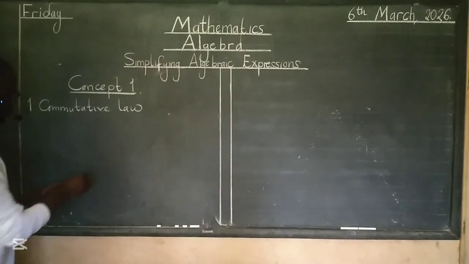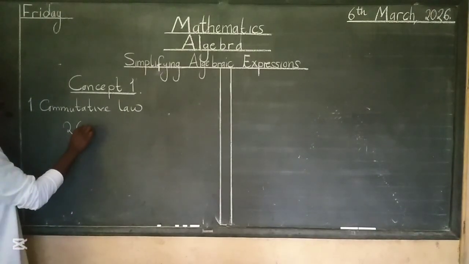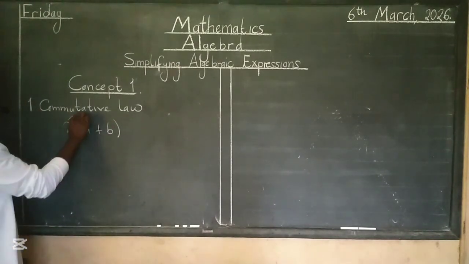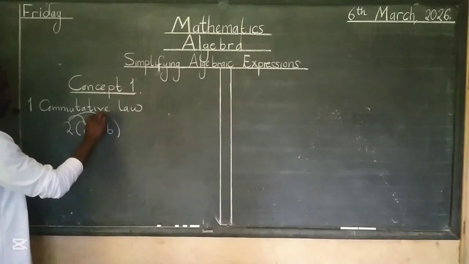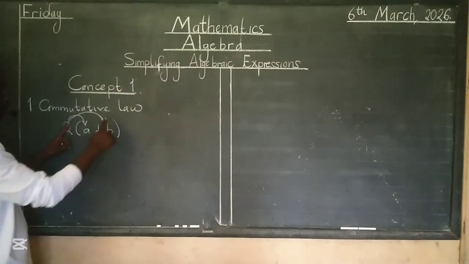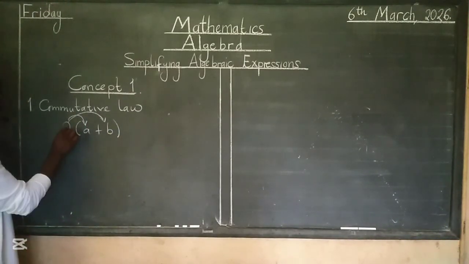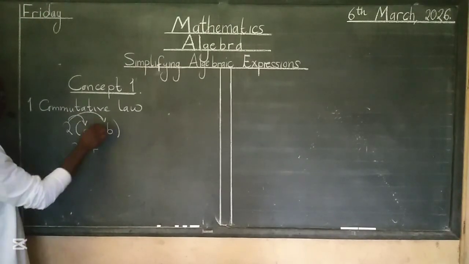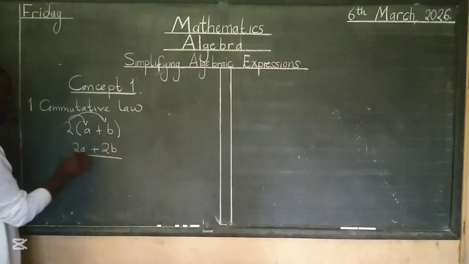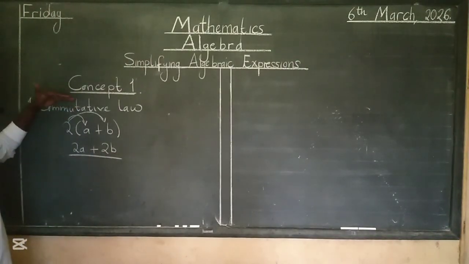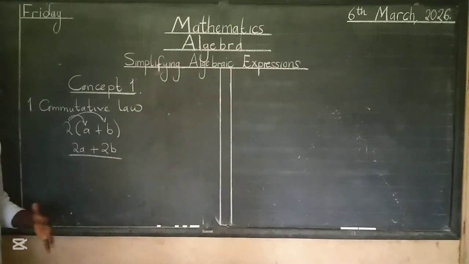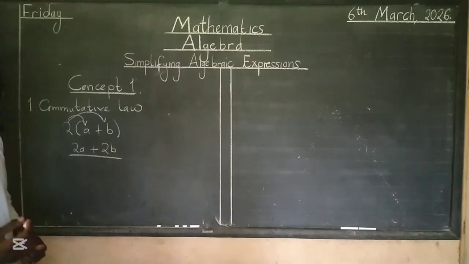This law implies that if you have 2(a + b), the 2 applies both to the a and to the b. Meaning, to remove these brackets, we do 2 times a to give us 2a, then we drop the plus and do 2 times b to give us 2b. And just like that, we have applied the commutative law. So we distribute the 2 to this and to that. Some people refer to it as the distributive law.